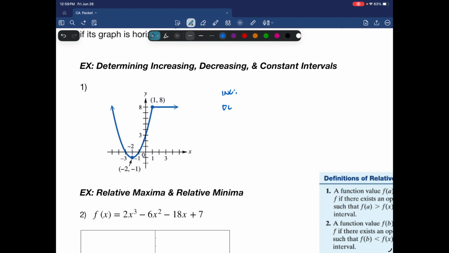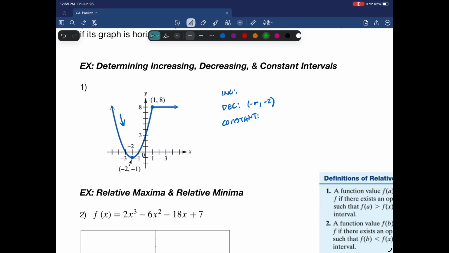Okay, and we use the x values when we're finding this, and we always go from left to right. So from left to right, the graph is going down. It's going down right here. So it's decreasing from negative infinity to, and again, we're using the x values, so we get -2. And we always use parentheses here as well.